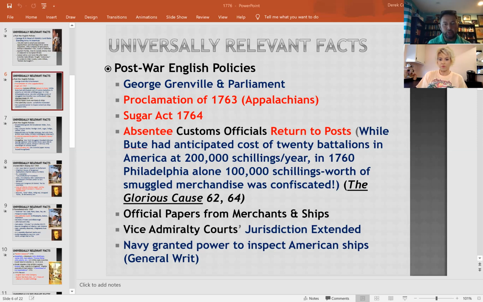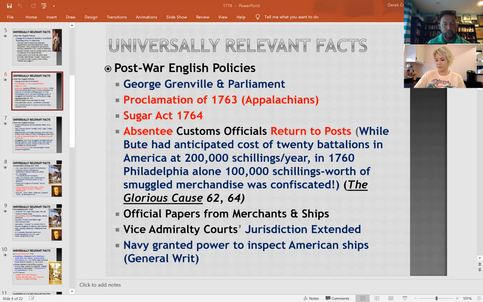And they later moved the vice admiralty courts from Nova Scotia and the Caribbean, off the coast, into mainland cities like Philadelphia and Boston, to make a point, arguably, to punish these people for all the population to see. So that's important to remember. Also, there was a general writ, like a warrant, to stop American ships and check their papers.